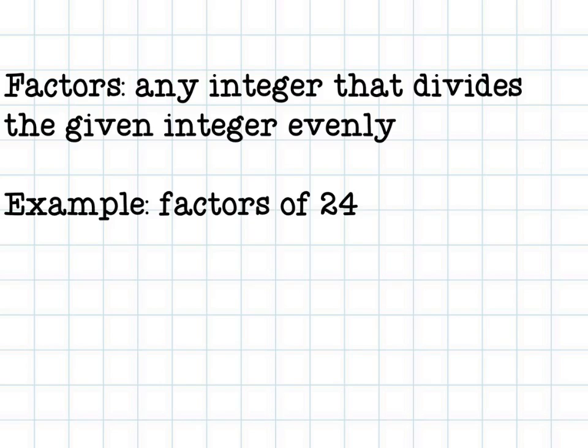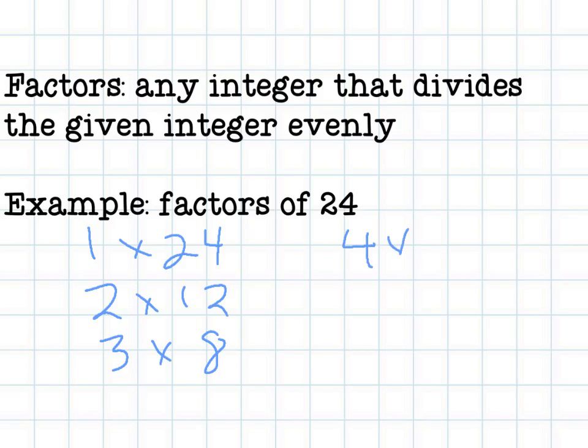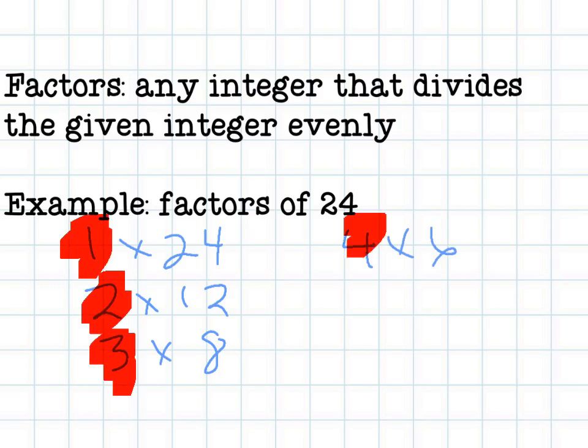So if we use 24 as our example, the first pair of factors is 1 times 24. The second pair is 2 times 12. The third pair is 3 times 8. The fourth pair is 4 times 6. You should notice that we've been doing the numbers in order: 1, 2, 3, and 4.